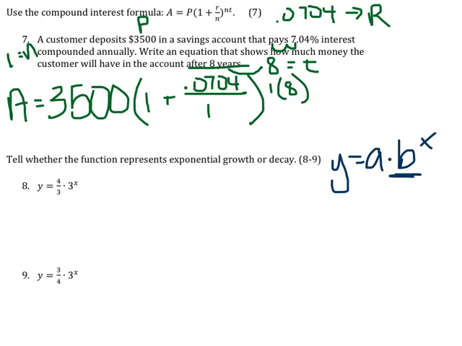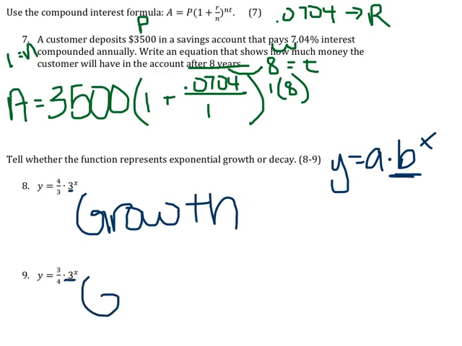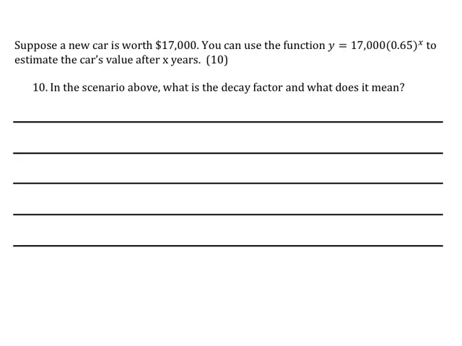Looks like on both of these equations, I was being sneaky with you. So 3 here, it's greater than 1, so that's growth. And 3 here, also greater than 1, so that's growth. Pay attention to that. Don't just be tricked by the A term. We're only looking at the B term.